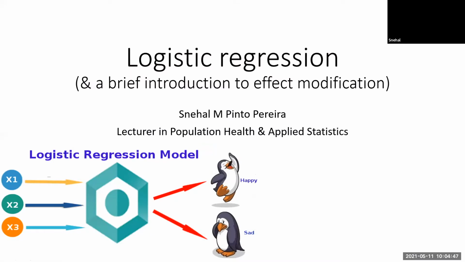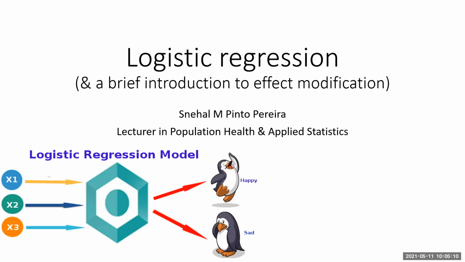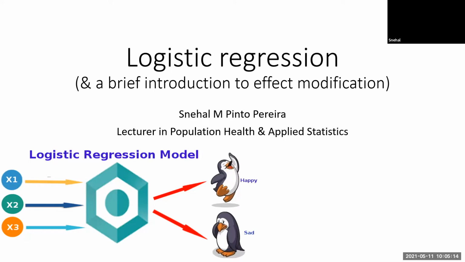Last time when I did a presentation, I talked about linear regression, which is a type of regression you use when you have a continuous outcome. And I also talked very briefly about confounding and how to deal with confounding in your models. So today I thought I'll talk about logistic regression, which is a type of regression you use when you have a binary outcome. And also I'll briefly talk about effect modification, which is what happens when a third variable changes the relationship between your exposure and outcome.